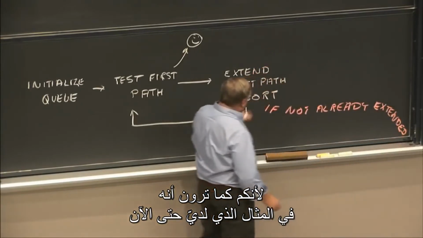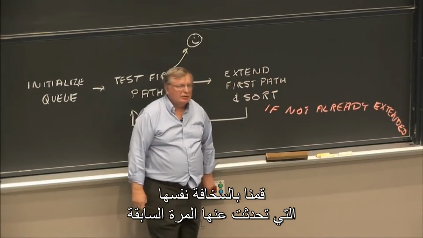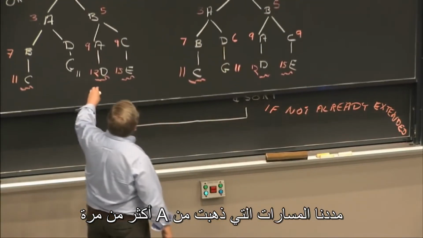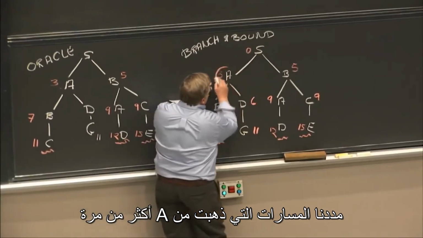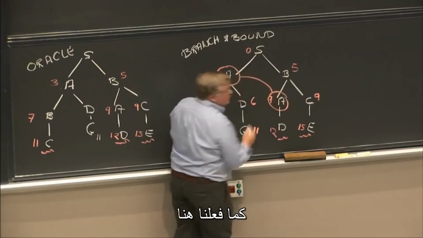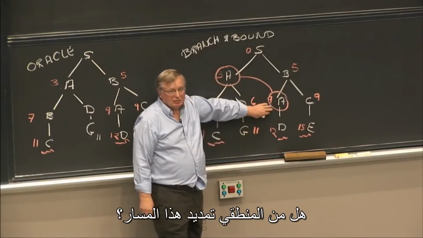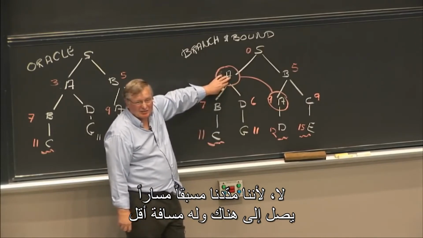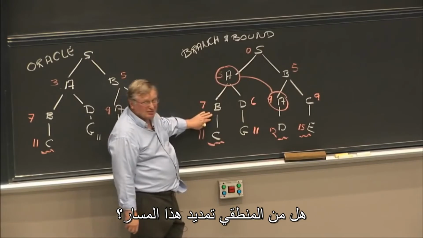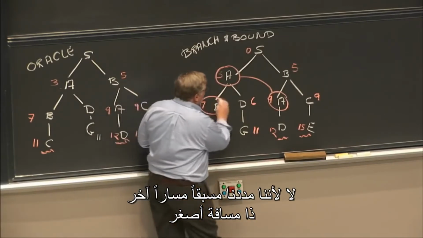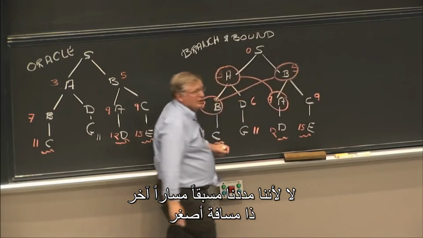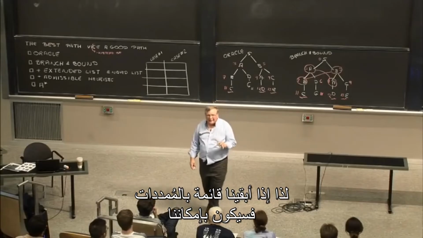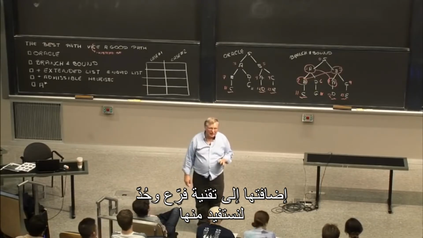Because you can see that in the example I had so far, we did that same silliness that we talked about last time. We extended paths that went through A more than once, like so. Would it ever make sense to extend this path? No, because we've already extended a path that got there with less distance. Would it ever make sense to extend this path? No, because we've already extended another path that gets to B by a shorter distance. So if we keep an extended list, we can add that to branch and bound to our advantage.